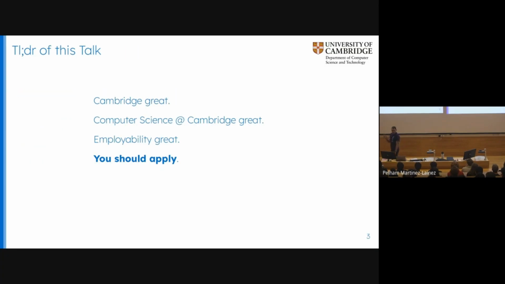Now, some of you, most of you, are going to fall asleep in the next half an hour. So this is what you need to remember. This is the only slide you actually need to remember. Cambridge, great. Cambridge Computer Science, great. Employability, great. And then you should apply. If you're sitting here in front of me, you're already good enough to do this application, so you should do it anyway, because why wouldn't you? We will come back to that.